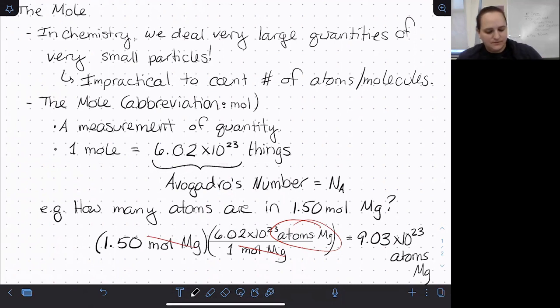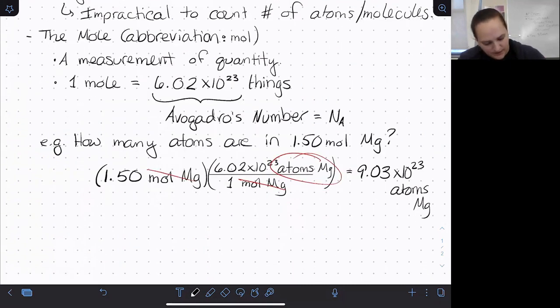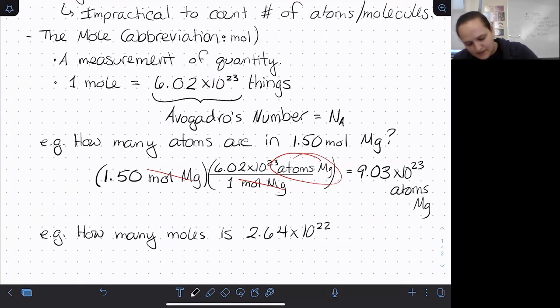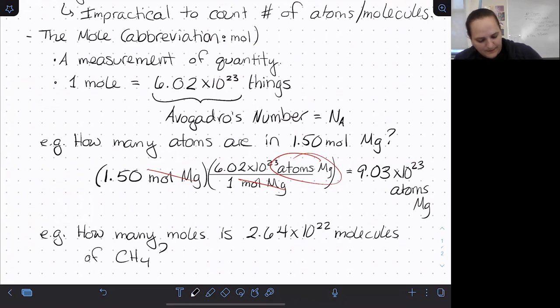So let's do another example. Let's do how many moles is, let's say, 2.64 times 10 to the 22nd molecules of CH4. So take a minute, pause here, and try to do that one on your own.